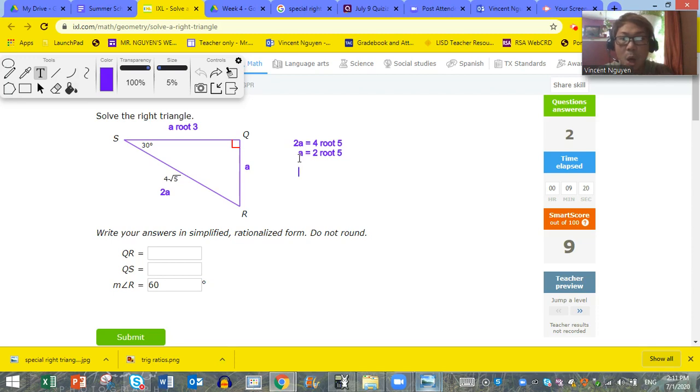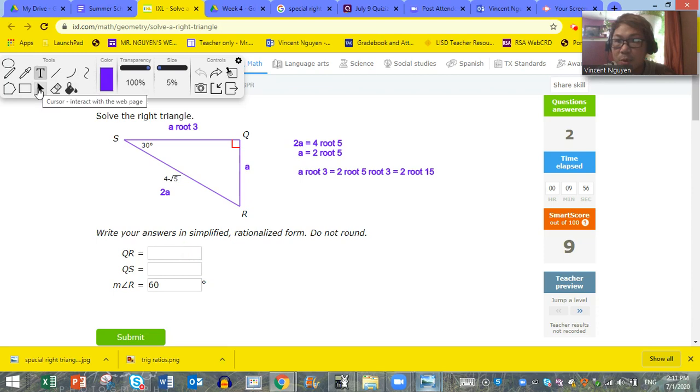And then my long leg, A root 3, that's SQ, right? So SQ would be 2 root 5, that's A, times root 3. Root 5 and root 3 multiplied give you root 15. So my short leg is going to be 2 root 5. That is QR.